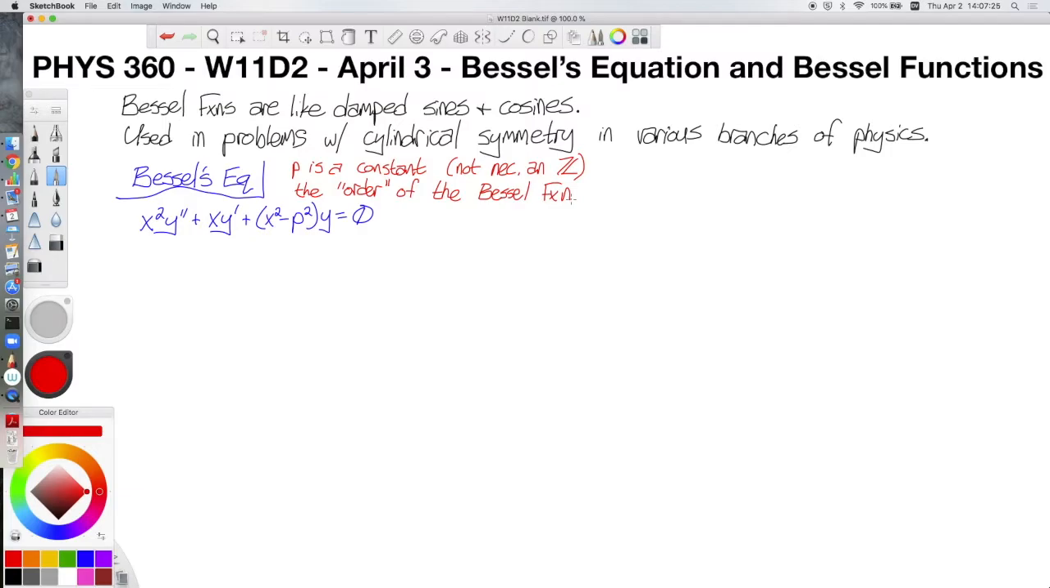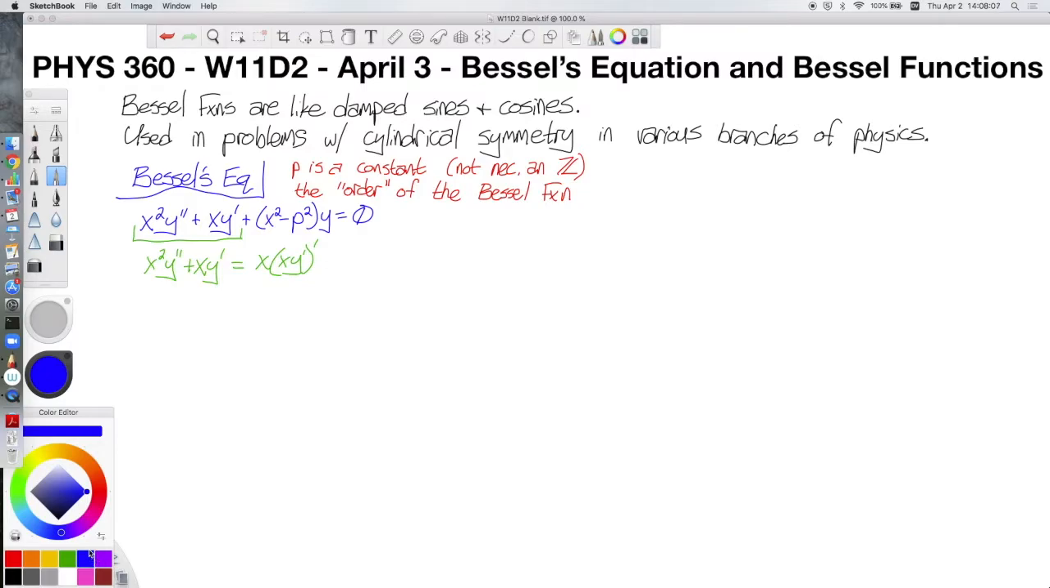Before we try to solve this differential equation, it's useful to write these two terms on the left in a slightly different manner. These two terms, x squared y double prime plus x y prime, can be written as x times the quantity x y prime, primed. So you take x, multiply it by the derivative of y, take the derivative of that quantity, and then multiply it by x. You can verify that by running through the product rule real quick.